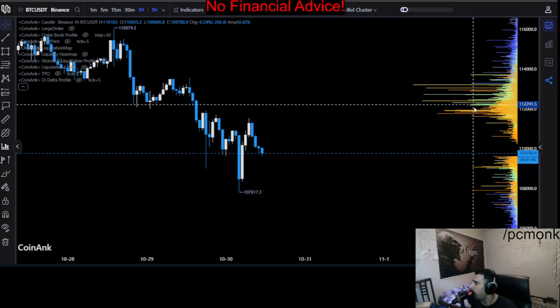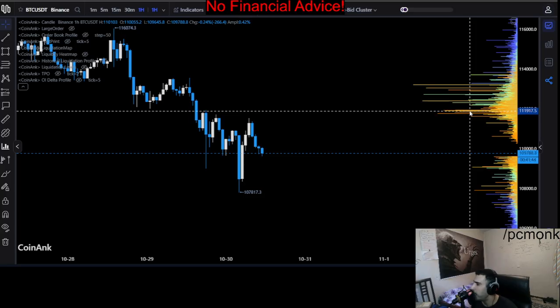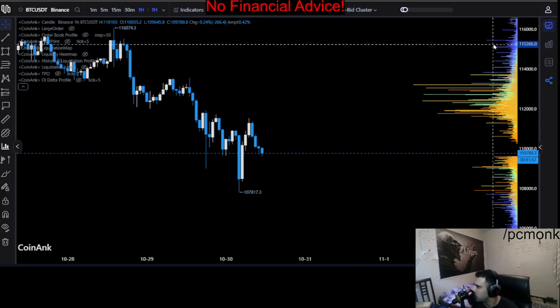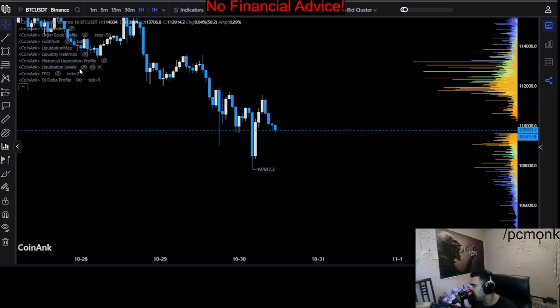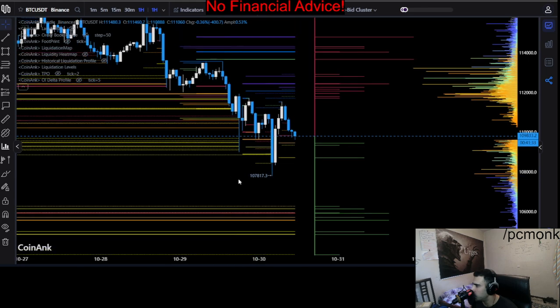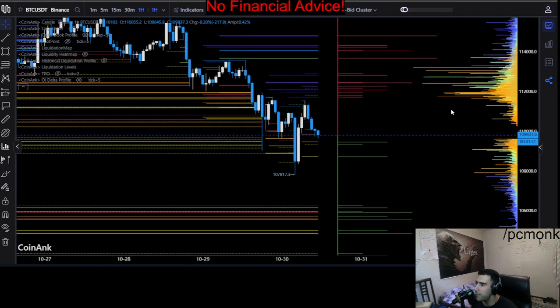So if it's a high leverage, you're talking about yellow and orange. If it's a low leverage, you're talking about navy blue and those kinds of colors. All right, and there's another tool called liquidation levels on Coinank, which you could see here. Now, we could talk about some stuff here.